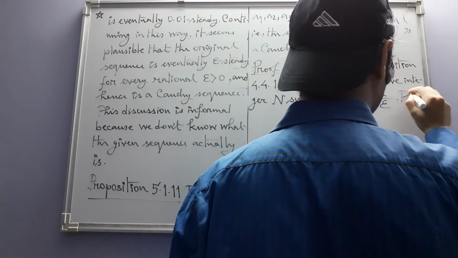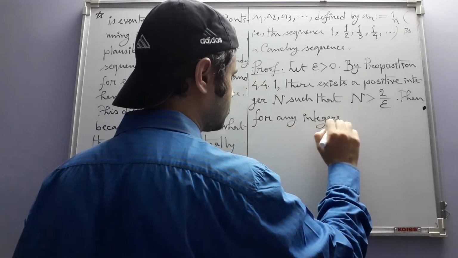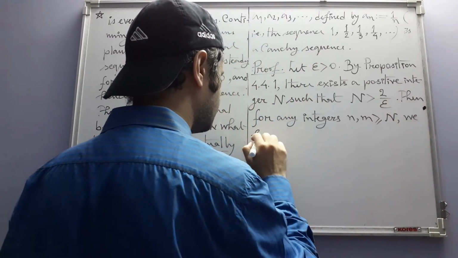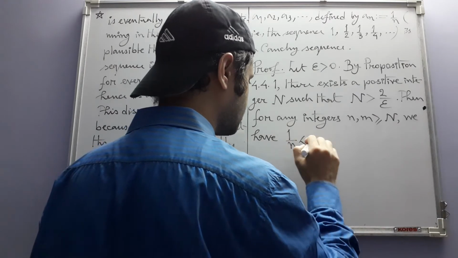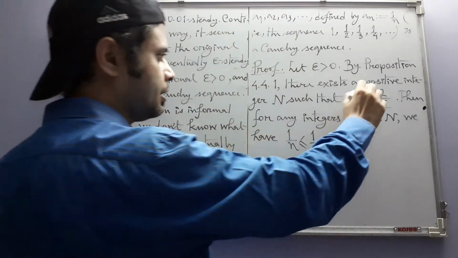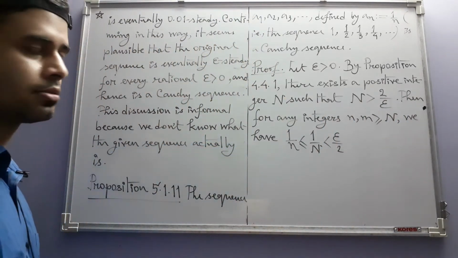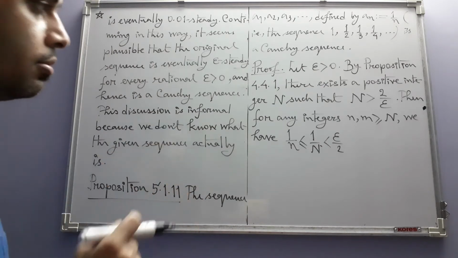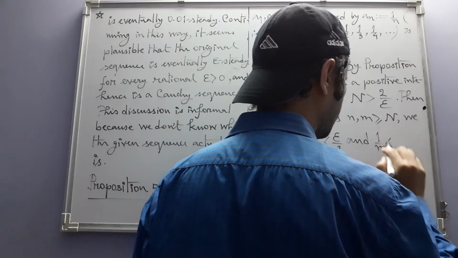Then for any integers n and m greater than or equal to capital N, we have, if n is greater than or equal to capital N, then 1 by n will be less than or equal to 1 by capital N, and 1 by capital N will itself be less than epsilon divided by 2. This last inequality is obtained from this one by taking reciprocals. Since these are both positive, n is positive and 2 by epsilon is also positive, so when you take reciprocal, the inequality will get reversed. So that's what has happened here. We have this, and same for 1 by m also.